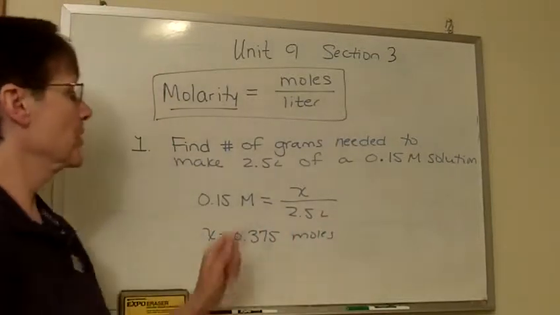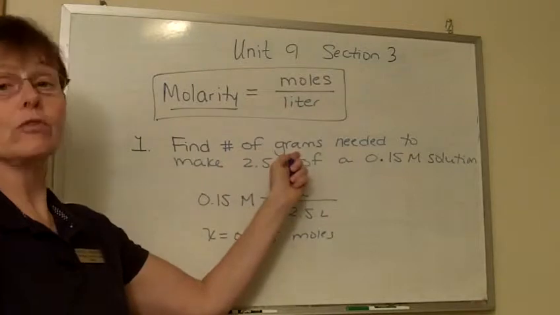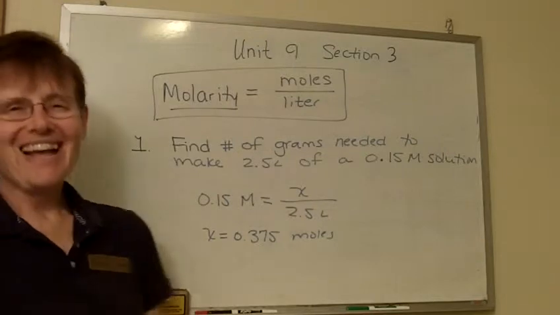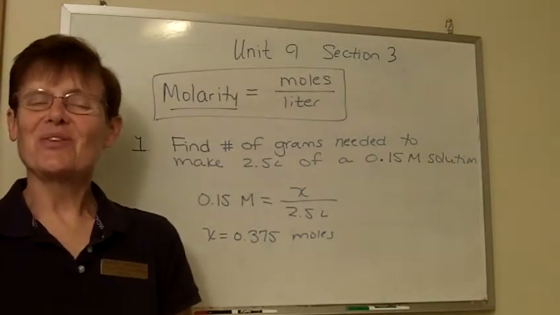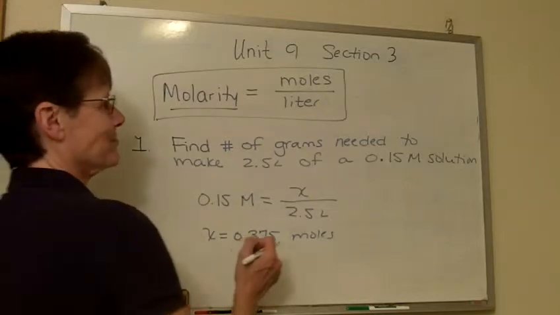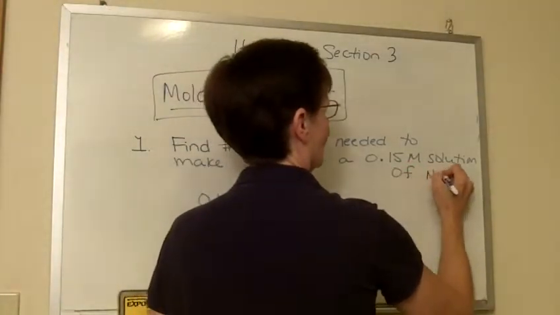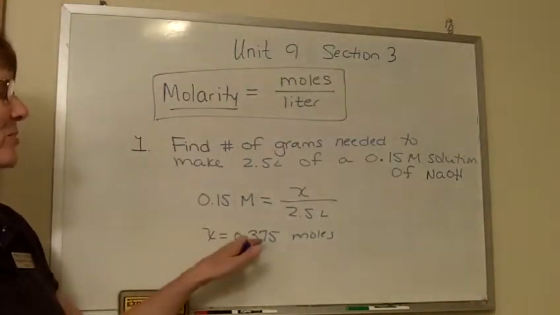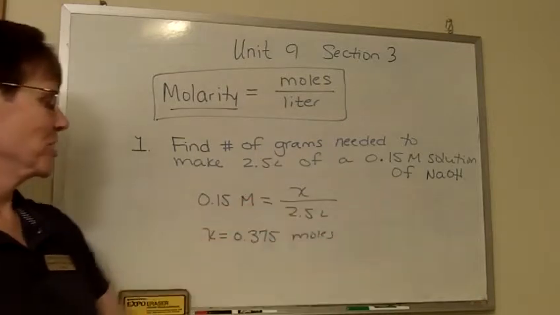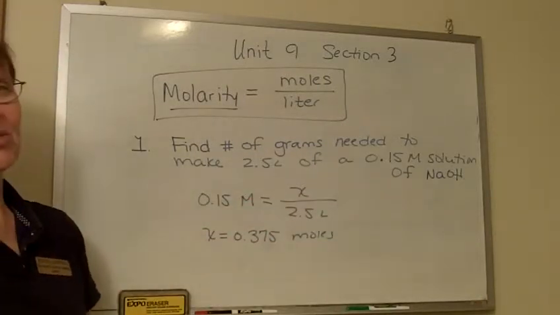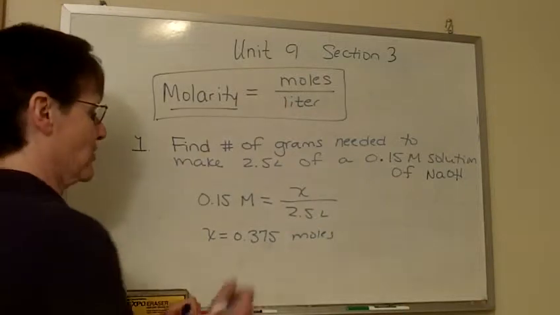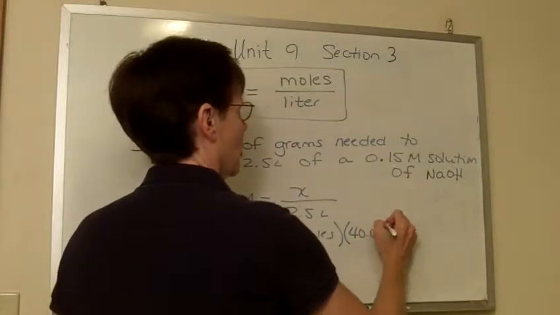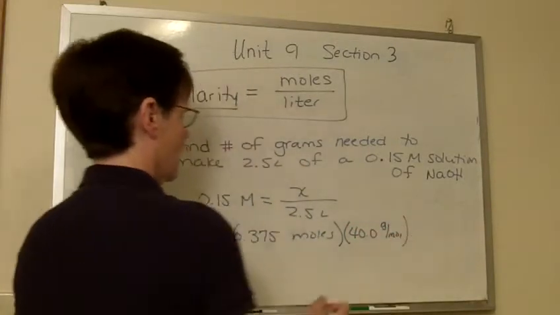And that's moles. But notice that the problem asked me to find the number of grams. And, oh, I never told you what solution we're making. All right, let's make a solution of sodium hydroxide. You kind of have to know that. I know how many moles I need to put in, but if I want to know how many grams, I have to know what I'm putting in there. Sodium hydroxide has a molar mass of 40. Just trust me on that. You can figure it out yourself if you want. So I'm going to take the number of moles and multiply it by 40 grams per mole. That's what molar mass is.